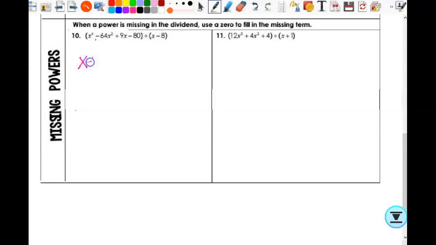So x minus 8, and I'm going to divide this into, right, so when you start writing these, I'm going to write x to the fourth. The next thing, I have to have an x cubed term. There is not one in this polynomial, so I have to put plus 0x cubed. You have to have a placeholder. Then I need an x squared. I have that. That's negative 64x squared. Then I need x. I got that. Plus 9x. Then I need a constant. I got that. Minus 80. Okay?